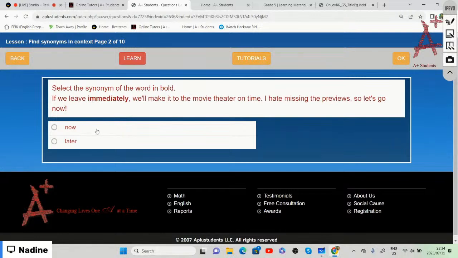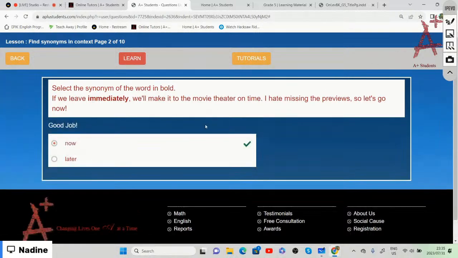All right, so the synonym of immediately, right? Synonym of immediately, like the word similar in meaning or almost the same as immediately. If we're leaving immediately, it's the same as saying we're leaving now, right? Now is the same as saying immediately.